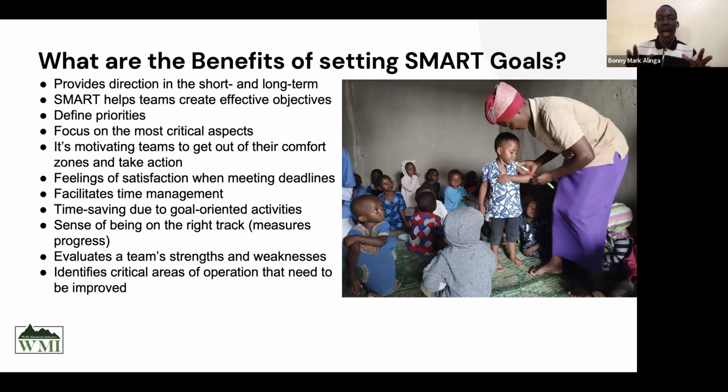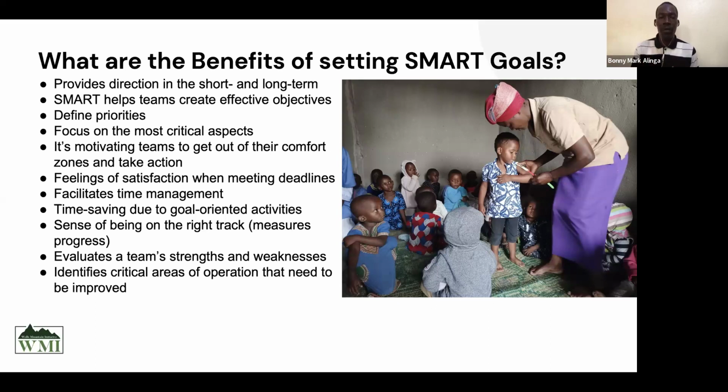If I do not have the SMART goal, and I'm not looking at getting results as pertains to my initiative, then I spend a lot of time doing one thing and leave a lot of time not focusing on the other aspects of the project or the business. It also creates the sense of being on the right track, because you have the measuring, you have the yardsticks or the progress.